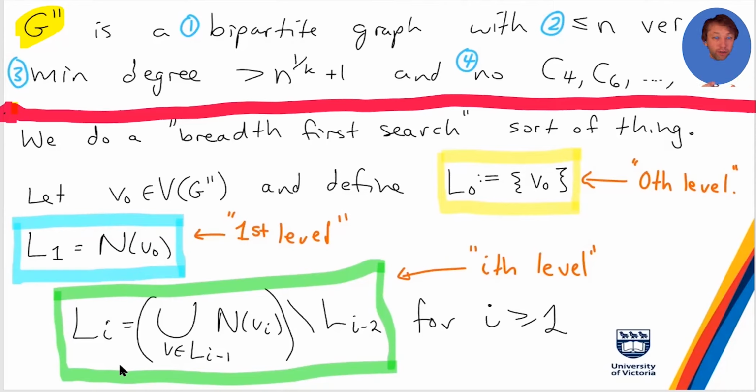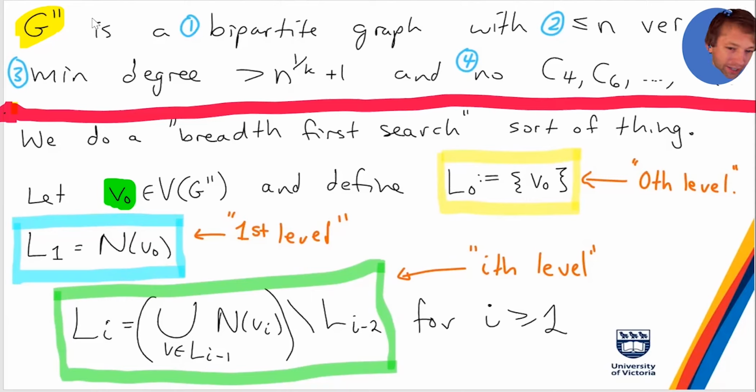Okay, let's do a kind of breadth first search inside of G prime prime. What do I mean by that? Well, I just mean start with some vertex, which we call V naught. I'm going to define L0 to just be that vertex. That's my 0th level of the search. I'm going to let L1 be the neighborhood of V0. And then for each i, I let Li, the ith level, be the neighborhood of the i minus 1th level that we haven't already found, all of the things that are neighbors of the i minus 1th level that are not in the previous levels.